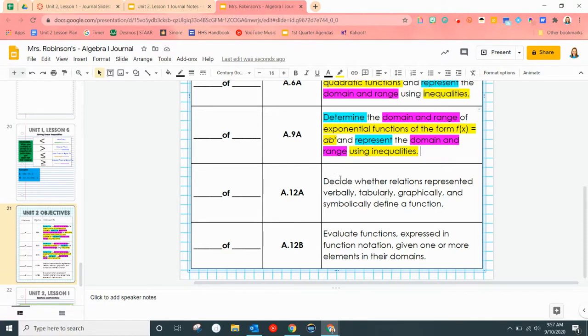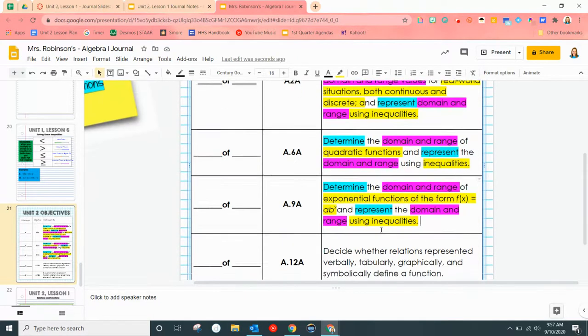Find your verbs. I'm seeing decide here. I'm seeing evaluate. Those are action words. So what are you deciding? What are you evaluating? That would be your nouns there. Okay, so finish up those 2.